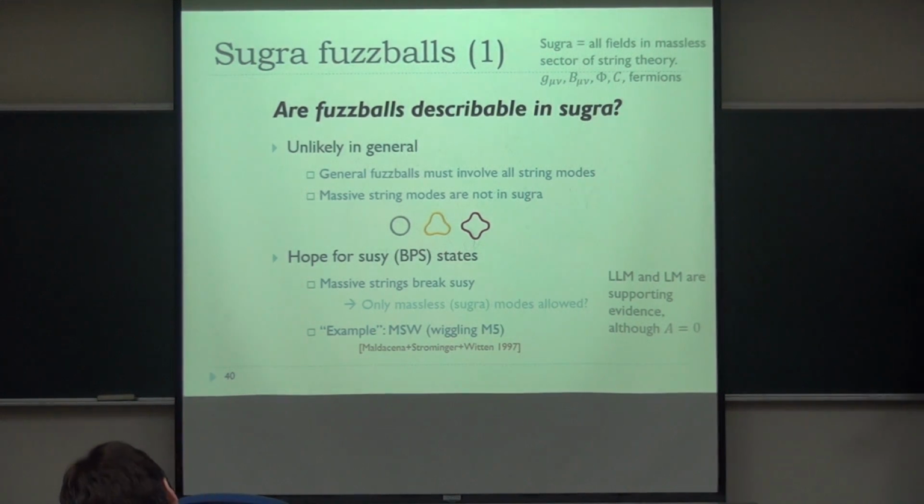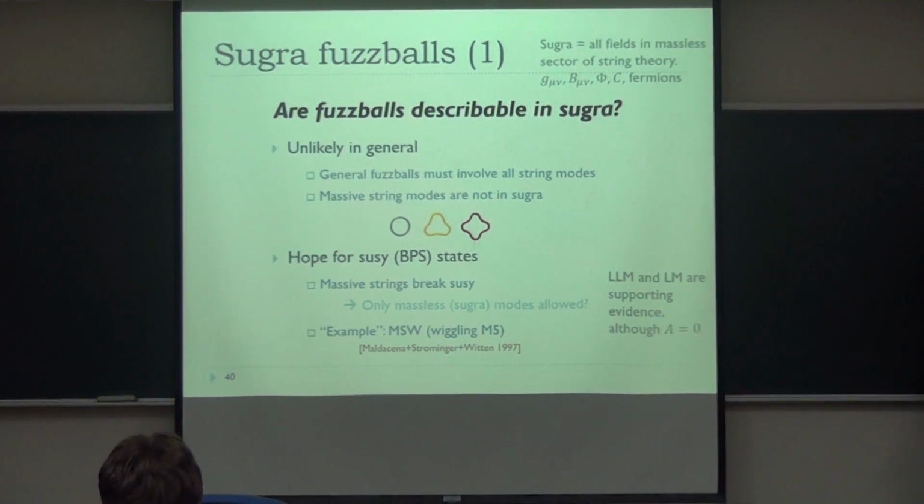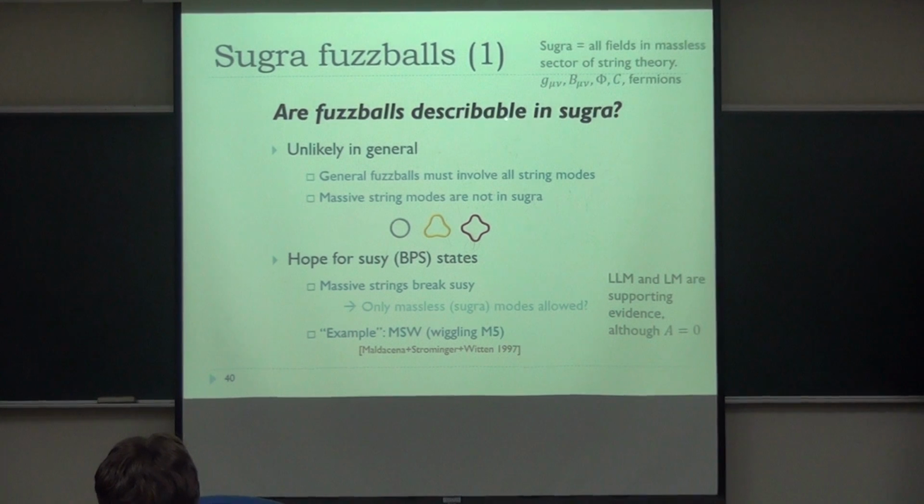Okay, supergravity fuzzballs. So I said that in general fuzzballs are stringy, but are some fuzzballs describable in supergravity? And here by supergravity, I mean all fields in the massless sector of string theory. So you have G_μν, B_μν, the dilaton, and other fields and fermions, and only the massless sector. That's what I mean by supergravity.